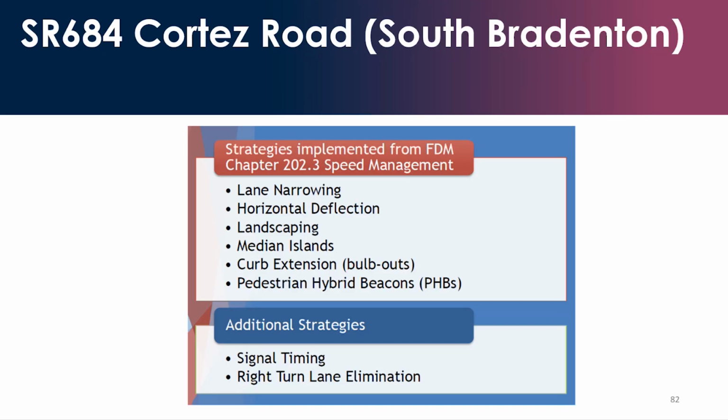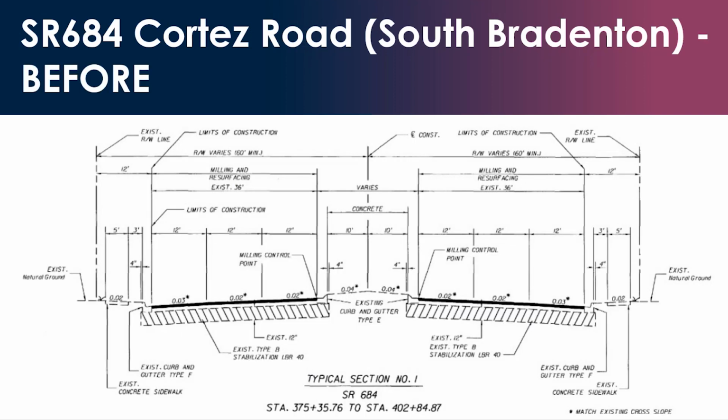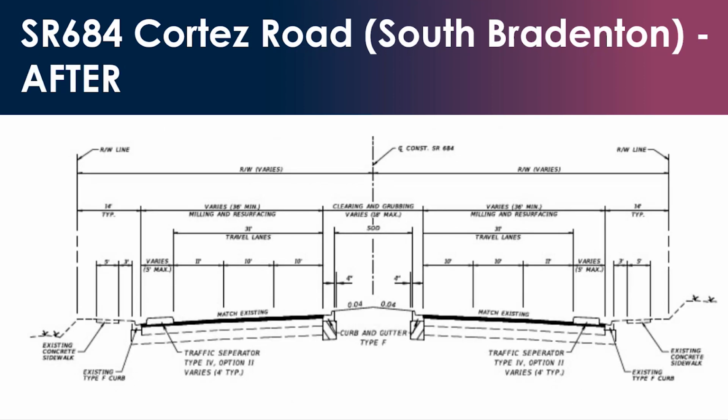So this is the project I was talking about earlier, State Road 684 Cortez Road. So some of the FDM strategies, they looked at lane narrowing, horizontal deflection, landscaping, median islands, bulb outs, PHBs, and then they also added signal timing and right turn eliminations. The existing typical section was 6 12-foot lanes. Now we're looking at 4 10-foot lanes and the outside lanes being 11. Once again, I talked a little bit about making that outside lane a little bit larger for truck traffic.